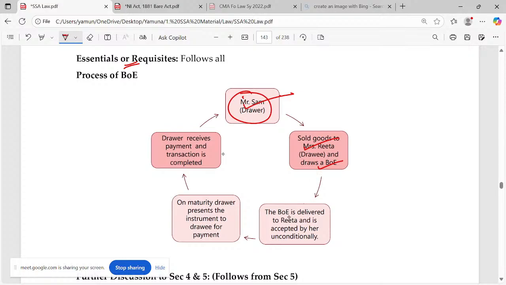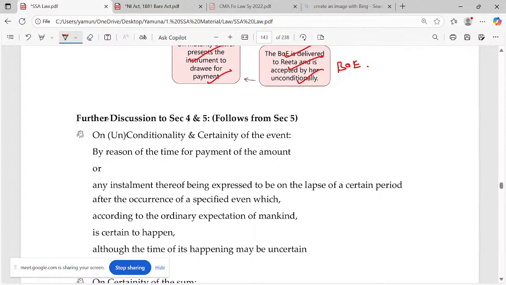If the bill of exchange is delivered to Rita and is accepted by her unconditionally, then only it becomes a bill of exchange. Only at this point it becomes a bill of exchange. On maturity, the drawer presents the instrument to the drawee for payment, the drawer receives the payment, and the transaction is complete. So this is how it moves on. Okay. Then further discussion with respect to sections 4 and 5 together.